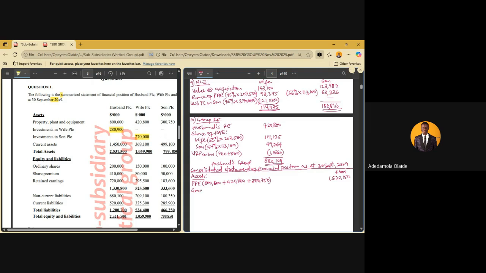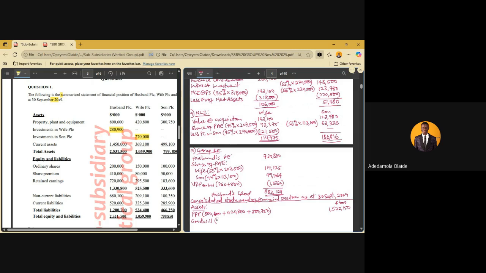In place of the investment, what we will have is goodwill. And goodwill is how much? 106,000 plus 51,480.